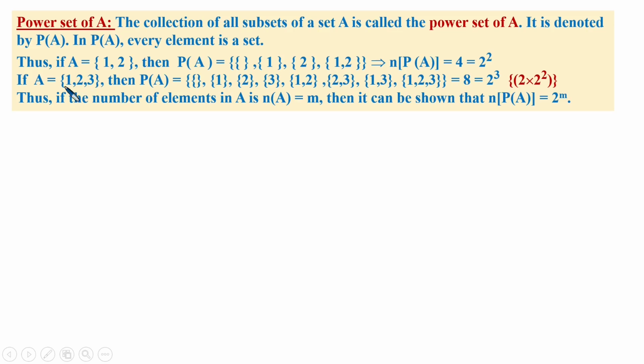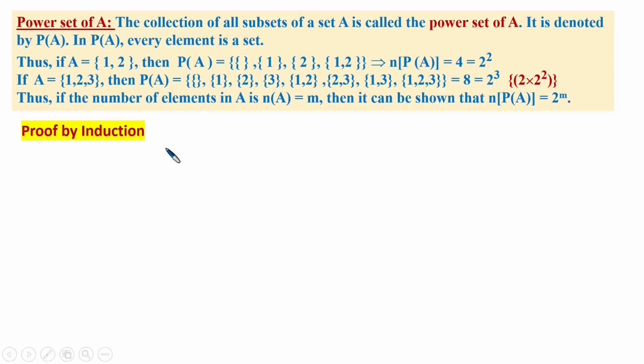So if you have 3 elements in any set, then the number of elements in the power set of A will be 2 to the power 3. And if the number of elements in A is m, then it can be shown that the number of elements in the power set of A will be 2 to the power m. And this 2 to the power m is nothing but the number of sets in the power set of A. So how do you prove this? We can prove it by induction, which we discussed elaborately in class 10. So I will again request students to go through my class 10 lecture to understand it much better.